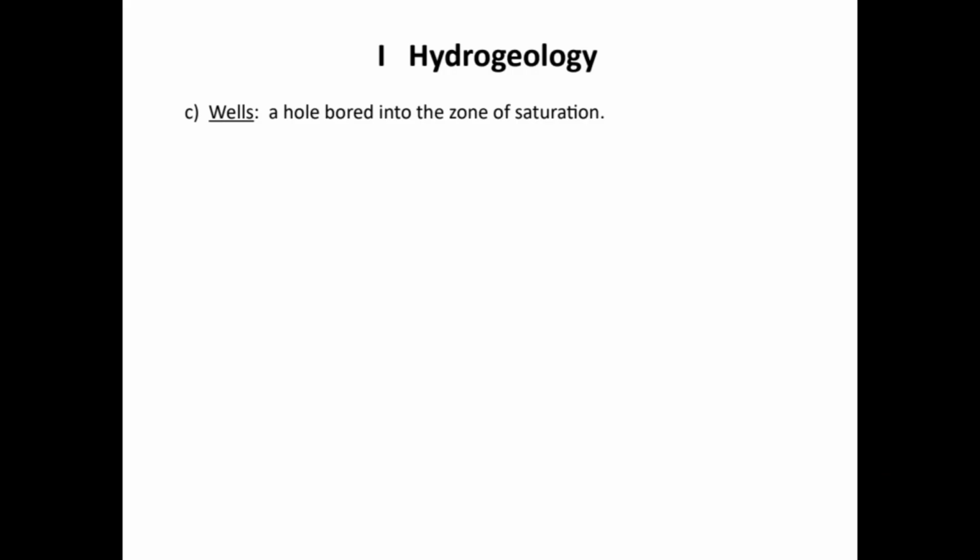Alright, today we are talking about wells and groundwater contamination. A well is simply a hole drilled down into the zone of saturation, where we can actively pump water out of the zone of saturation. But sometimes when we do this, it produces some side effects, like a lowering of the water table, and especially what we call the cone of depression.